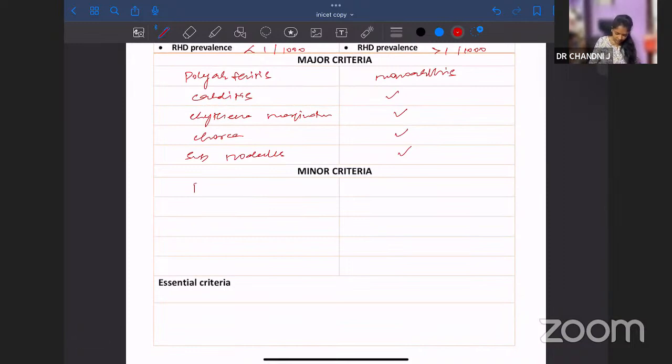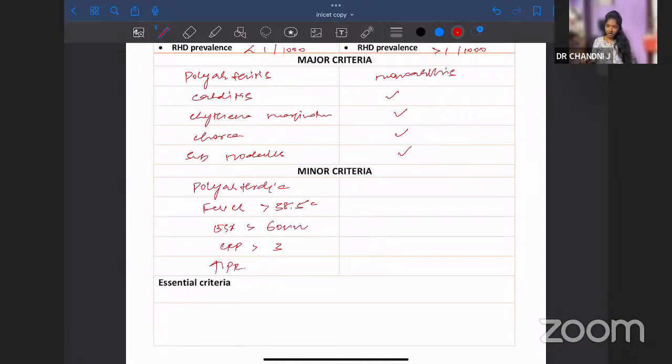Similarly, minor criteria. What are the minor criteria? Polyarthralgia, fever, more than 38.5 degrees centigrade, ESR more than 60 millimeter, CRP more than 3, and increased PR interval. These 5 are minor criteria.